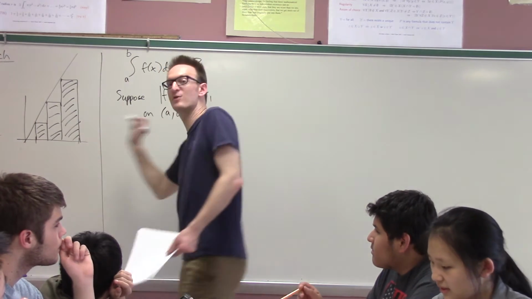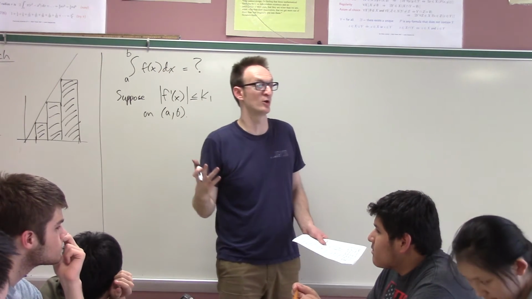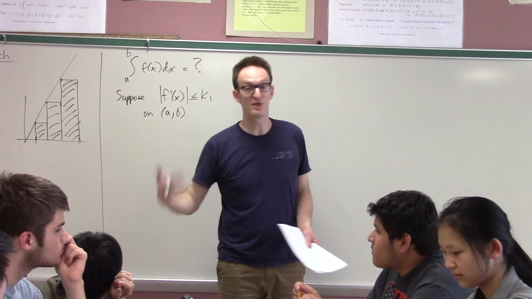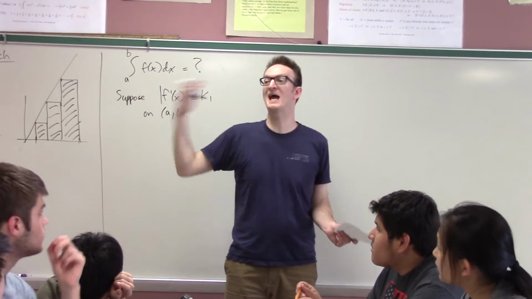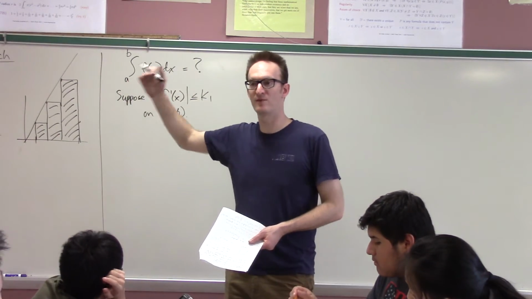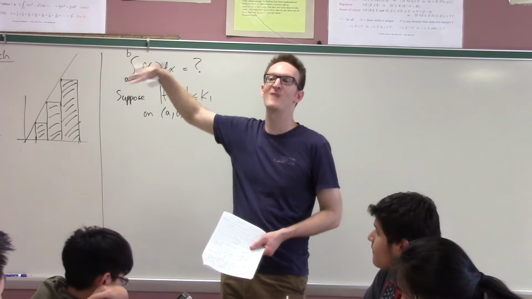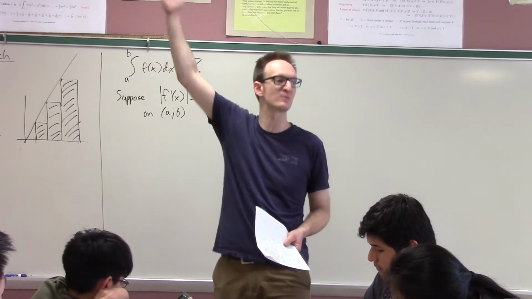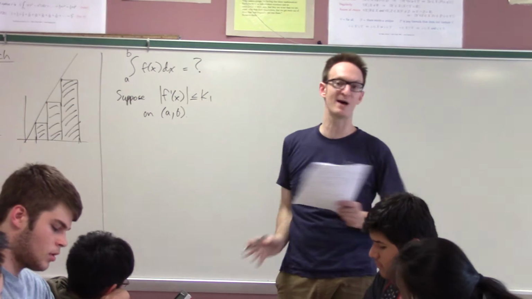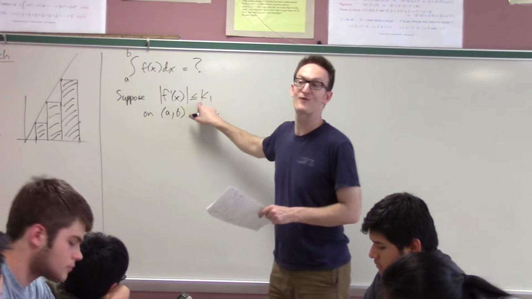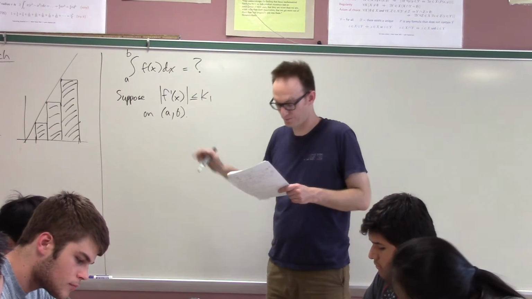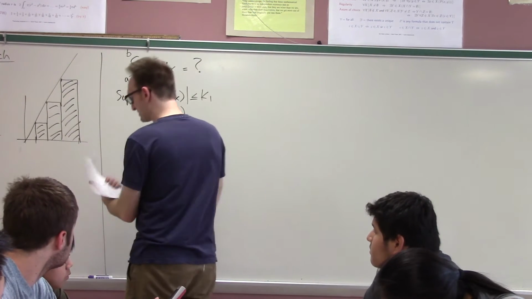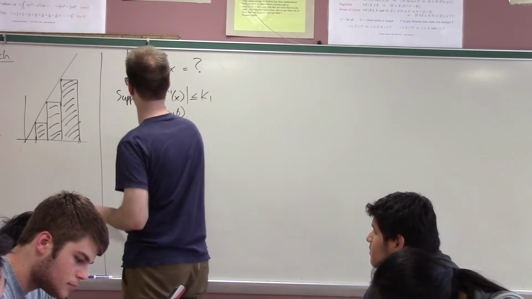So never mind how you know that. Possibly you know that because you took the derivative and then took the second derivative to analyze the first derivative and found where the first derivative was maximum. Maybe then you just round it up to the nearest number. Or suppose someone just tells you, this function never grows faster than k1 on this interval. Well, if that's the case, then what I have here is some kind of a picture.